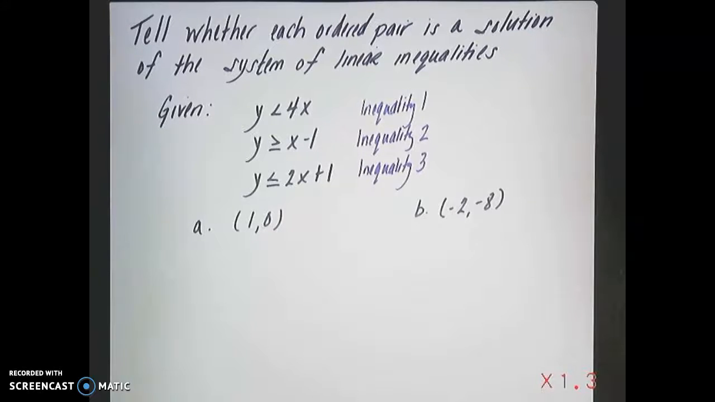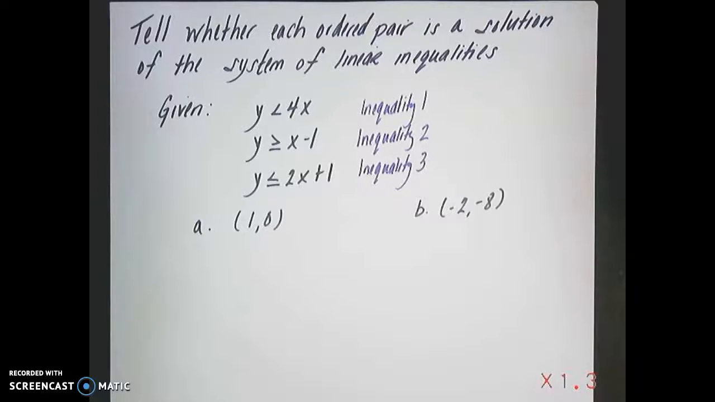So this relates to example number 1. It says tell whether each ordered pair is a solution of the system of linear inequalities. What we're given is our system of linear inequalities. The first one is y is less than 4x. Second inequality, y is greater than or equal to x minus 1. And the third inequality has y is less than or equal to 2x plus 1. So we're going to see if we plug in these points, a being (1, 0) and b being (-2, -8), if those points are going to be solutions to our system of linear inequalities.